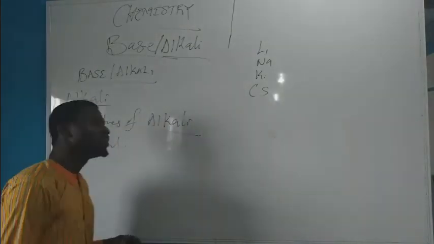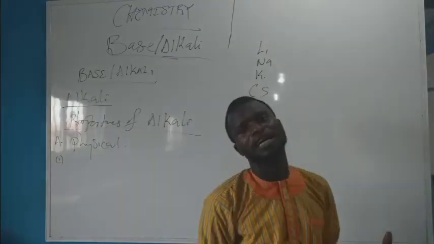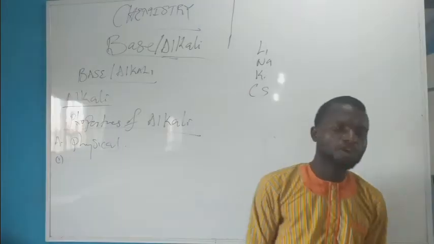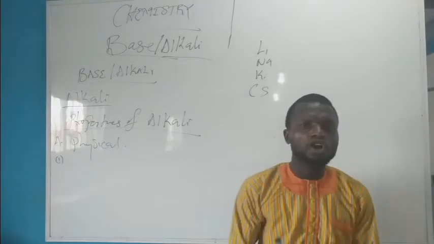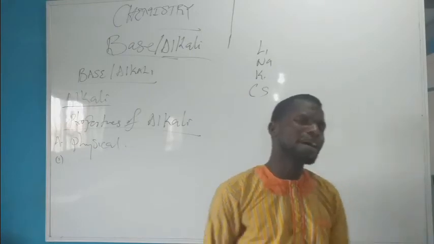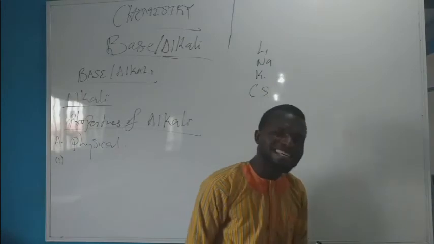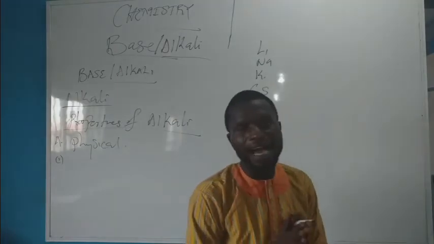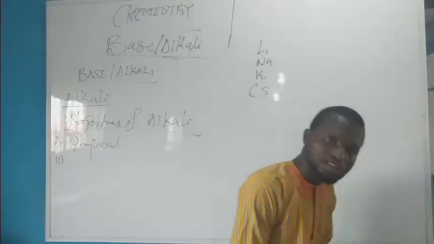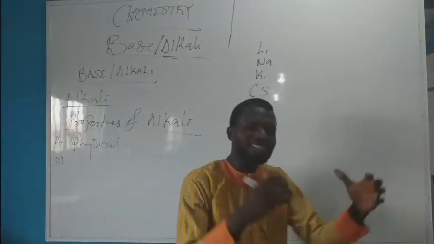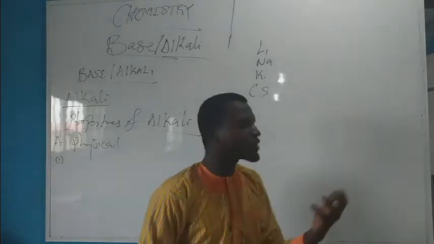Number 2, the concentrated form of strong alkaline, such as sodium hydroxide, potassium hydroxide, and calcium hydroxide, is potentially caustic. What is meant by the word caustic? When we say corrosive, corrosive means that acid. We use the word corrosive about acid. The word caustic is used about alkaline. Now, what is the discrepancy between the word corrosive and caustic? Now, look at it.